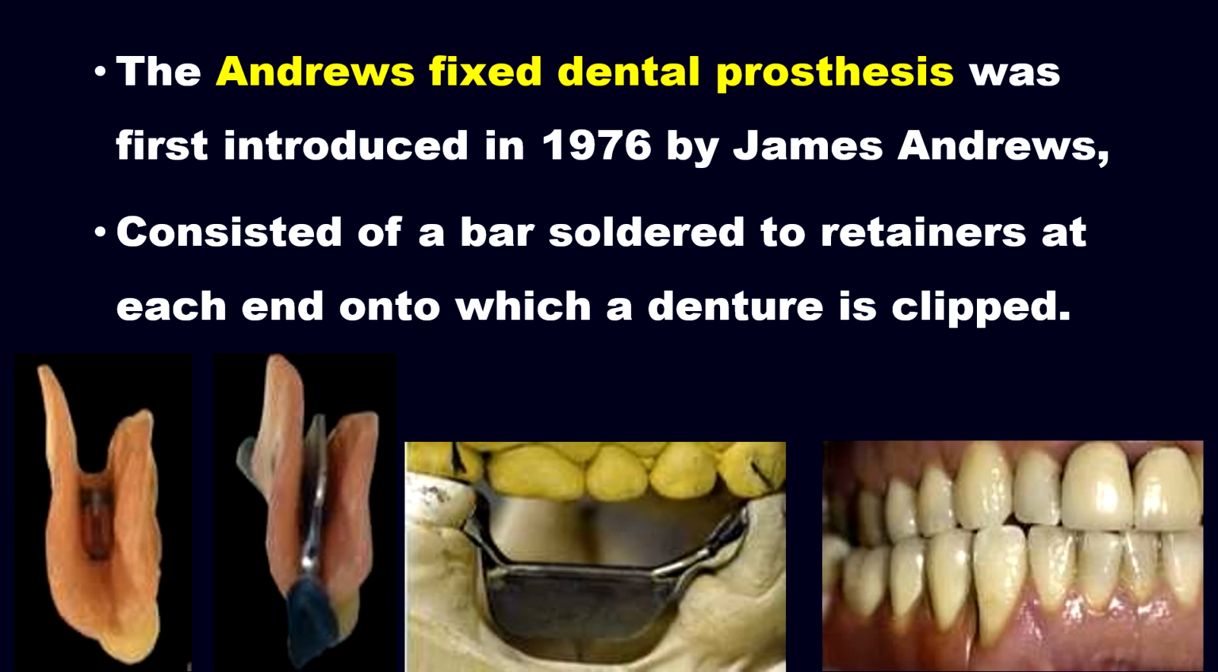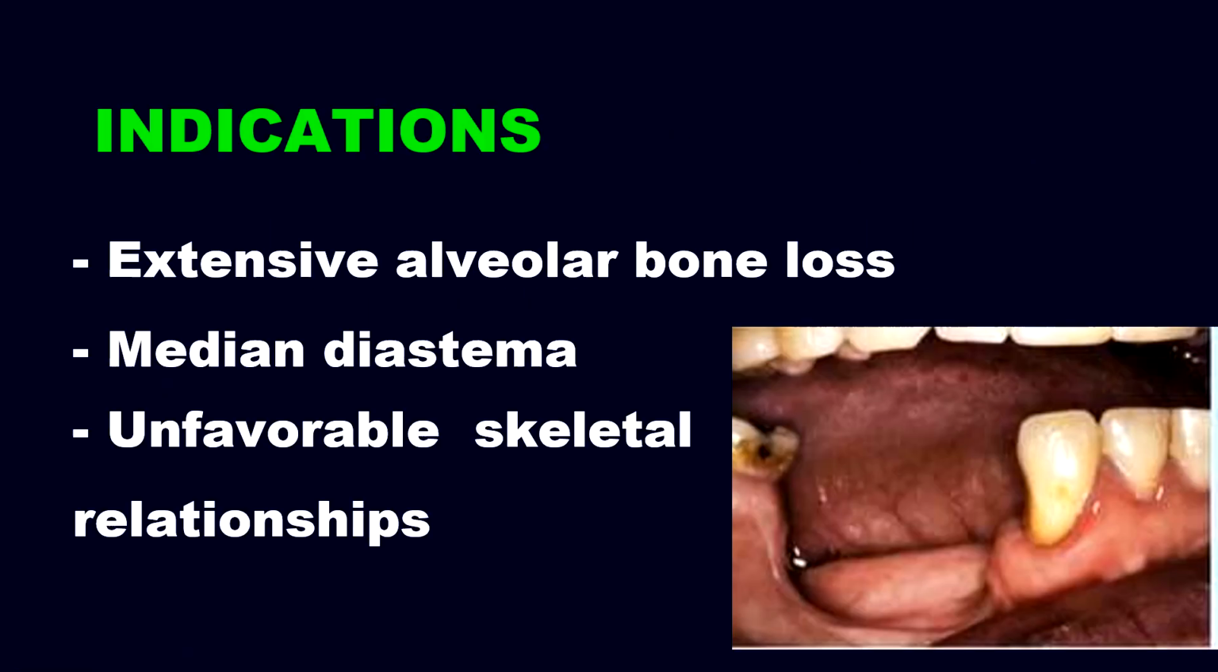Andrews fixed removable prosthesis was first synthesized in 1976 by James Andrews. It consisted of a bar soldered to the retainers at each end, onto which a denture is clipped. As you can see in the second image, it's a bar connecting the magnets, and the denture will be clipped onto the opposite surface. It is indicated in extension of developmental abnormalities and unfavorable skeletal relationships.